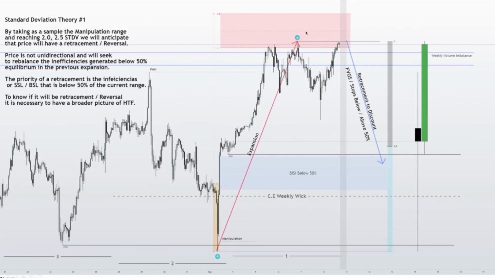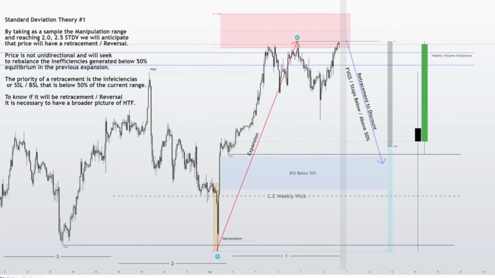Price will seek to rebalance the inefficiencies generated below the equilibrium range in the previous expansions. This is the equilibrium, previous expansion. Where is the most discernible internal liquidity or displacement? Is in this area.